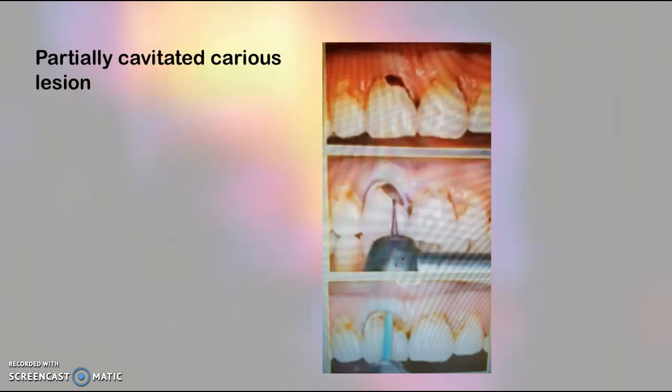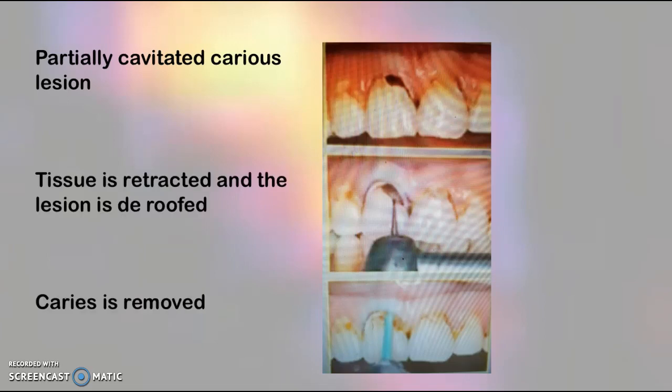Here is another case. Discoloration and even a carious lesion is seen in the gingival third of the tooth. It is accessed or de-roofed using carbide burr after anesthesia. Gross caries removed using polymer burr.